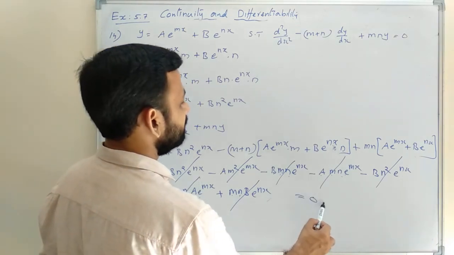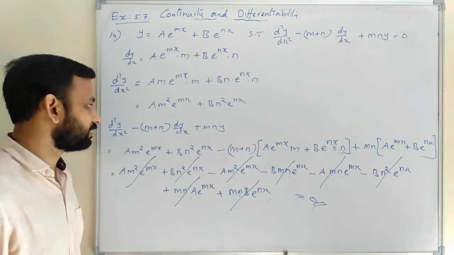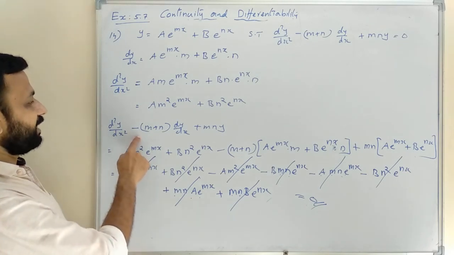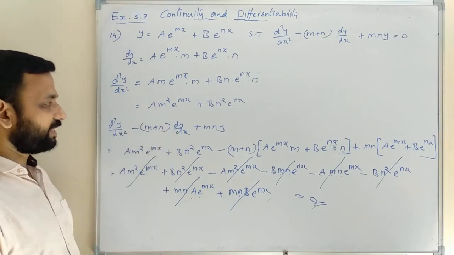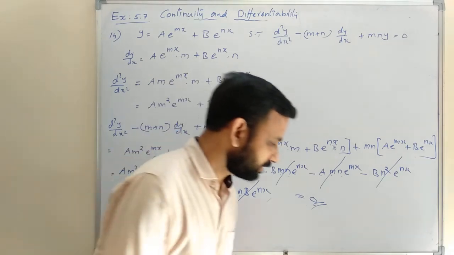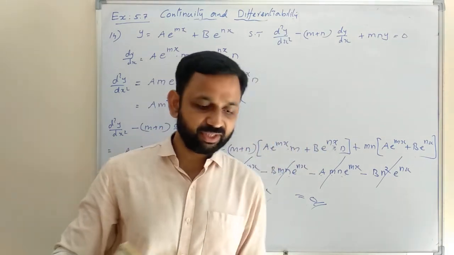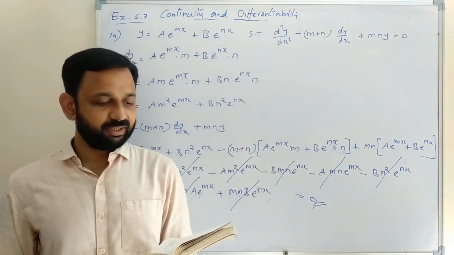So we got 0. So we got the result: d square y by dx square minus m plus n into dy by dx plus m n y equal to 0. Then question number 15 you can do by yourself.